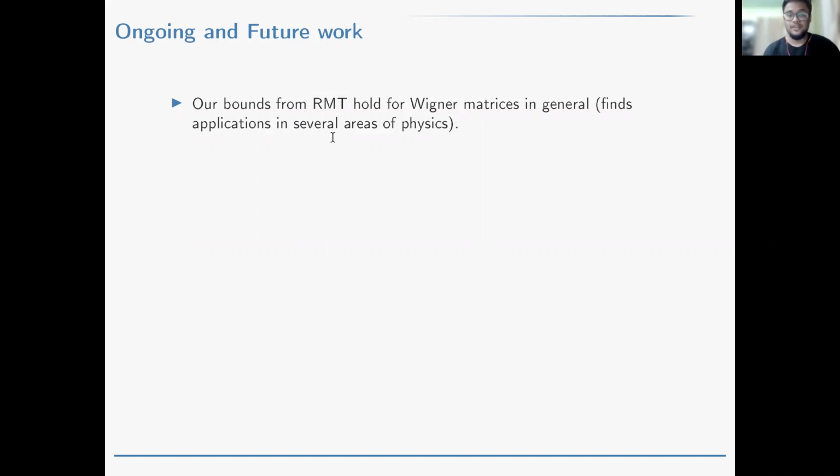Okay, so I'll briefly mention some of the applications that these results could have. Many of the results I've mentioned for the adjacency matrices of Erdős-Rényi graphs hold for Wigner matrices in general. Wigner matrices are more general in the sense that these are random matrices where each entry is a discrete random variable. They find applications in several areas of physics. So many of these results hold for Wigner random matrices.